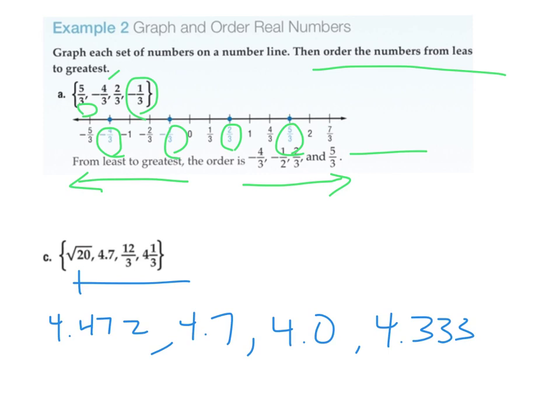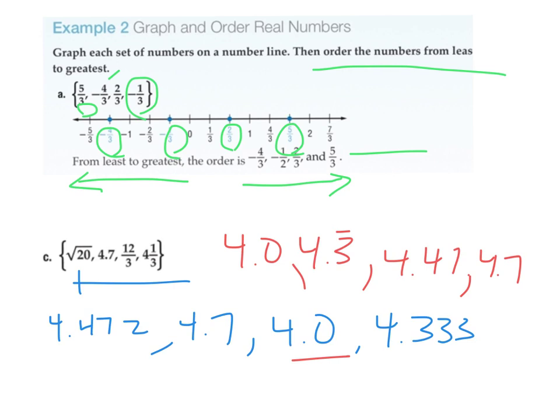The least one is 4.0. Then our next one, if we look at the numbers, is 4.3, and it repeats. And then the next one we have is 4.47, and our last is 4.7. So it's easy to tell when you make them all into decimals, or we can have fractions that have the same denominator.